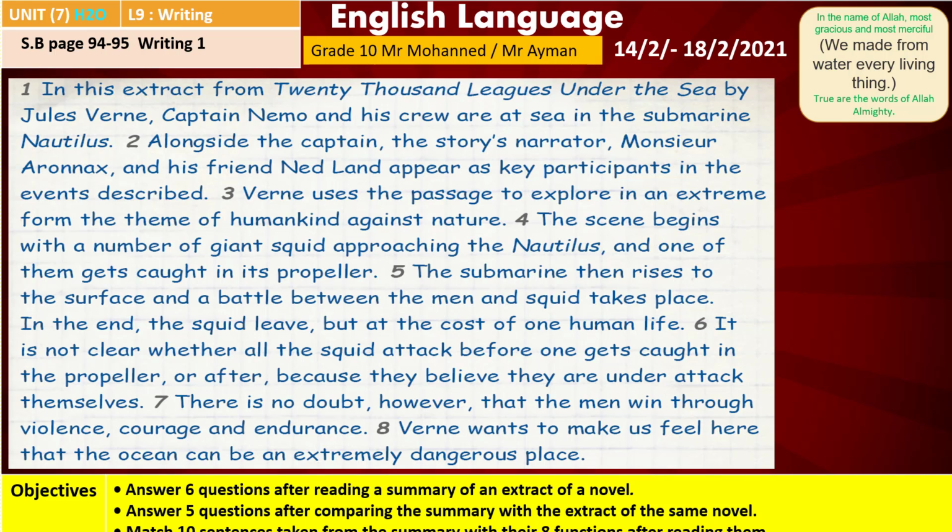The scene begins with a number of giant squid approaching the Nautilus, and one of them gets caught in its propeller. The submarine then rises to the surface, and a battle between the men and squid takes place. In the end, the squid leave, but at the cost of one human life. It is not clear whether all the squid attack before one gets caught in the propeller or after, because they believe they are under attack themselves. There is no doubt, however, that the men win through violence, courage, and endurance. Verne wants to make us feel here that the ocean can be an extremely dangerous place.